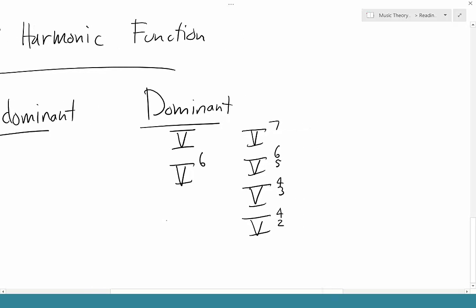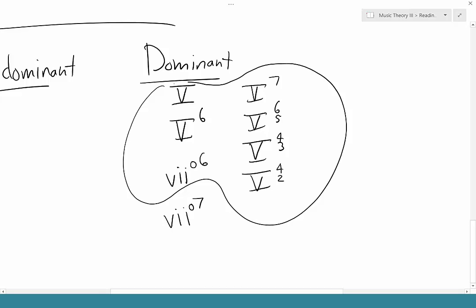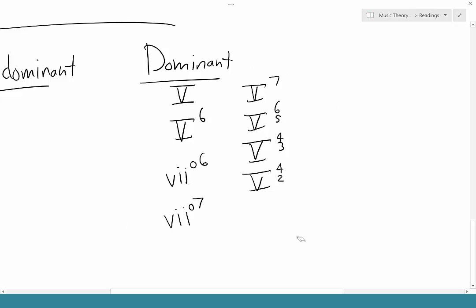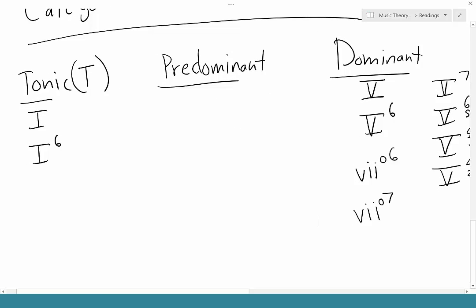And then one more is the 7, and the most common, if it's a triad, is going to be 7 diminished 6, and we could also have 7 fully diminished 7, and its inversions as well, though really these are the most common ones that you're going to see, but it is a little bit broader than that. So that's the dominant category, quite a bit more options than the tonic category.